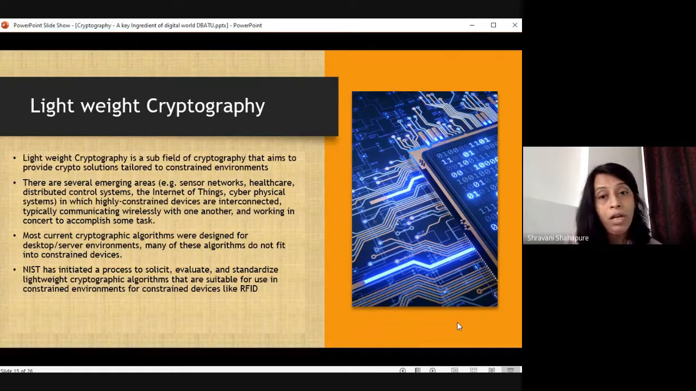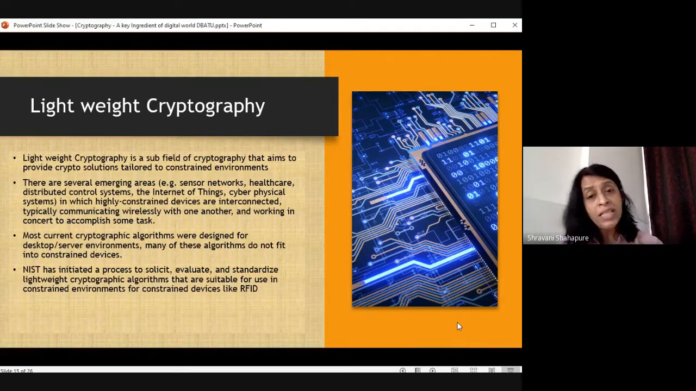There are several lightweight cryptographic algorithms available. As I stated, once cryptographic algorithms are open on the platform, people start attacking them to find vulnerabilities and weaknesses in the algorithm. That is what the cryptanalyst's job is.